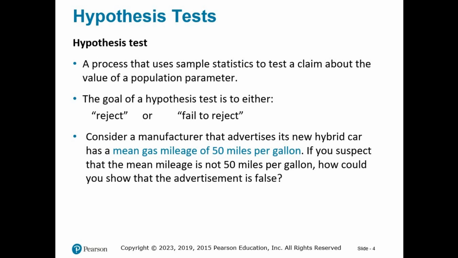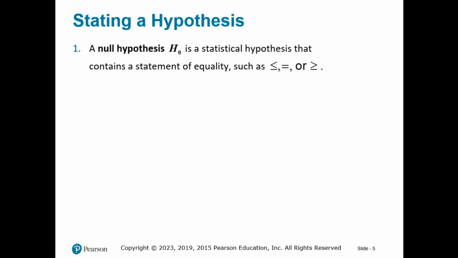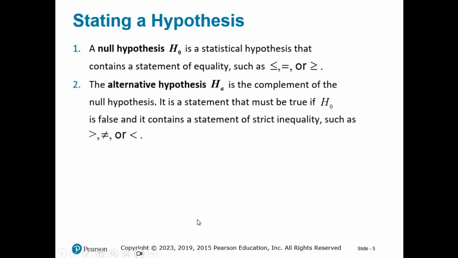First, we need some vocabulary. The first term is a null hypothesis. Its notation is H sub 0, or H naught, and it is a statistical hypothesis that contains a statement of equality, like less than or equal to, equals, or greater than or equal to. The next term is alternative hypothesis, or H sub A. It is the complement of the null hypothesis. It is a statement that must be true if H naught is false, and it contains statements that are strictly inequalities, like greater than, not equal to, or less than.